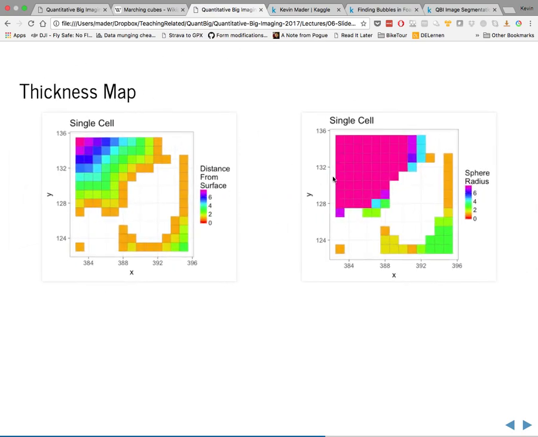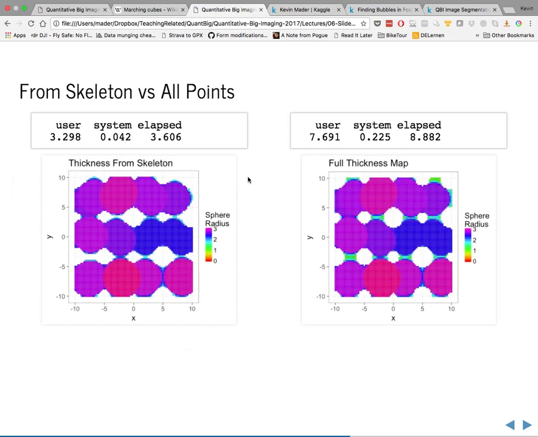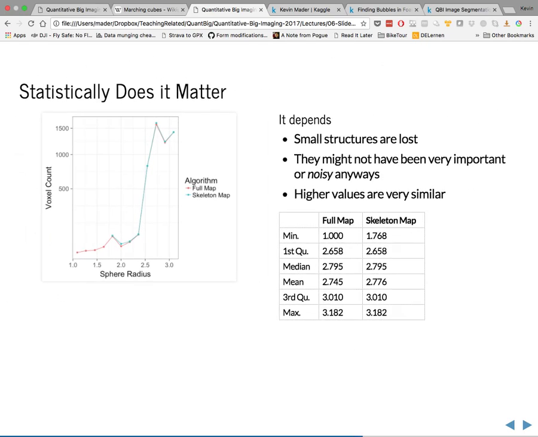But you fundamentally start off with a distance map, and you iteratively go through it and replace all those pixels with spheres, or with the radius of the sphere. And so we see that we can actually create thickness maps very quickly by using the skeleton, and by optimizing these approaches, you can get more and more efficient at generating this result. Statistically, the difference between a thickness map and an optimized algorithm for the thickness map is pretty small.